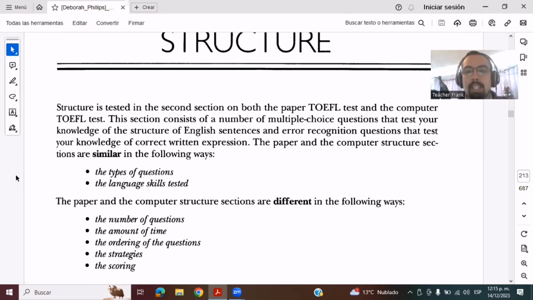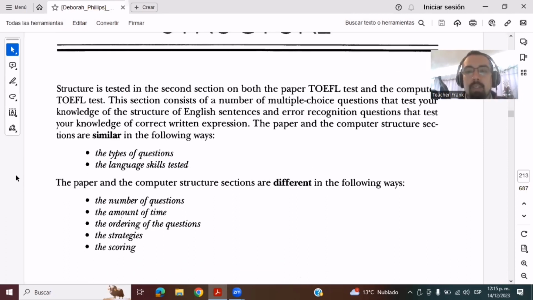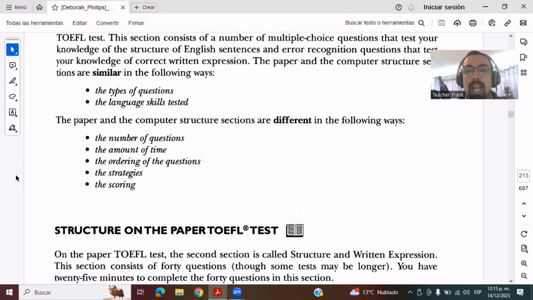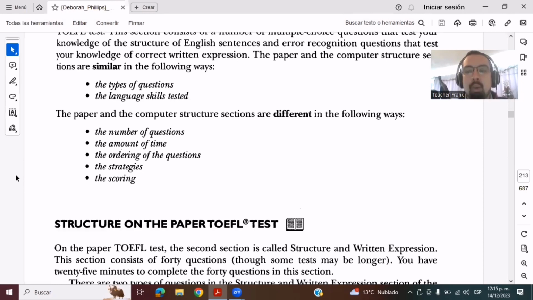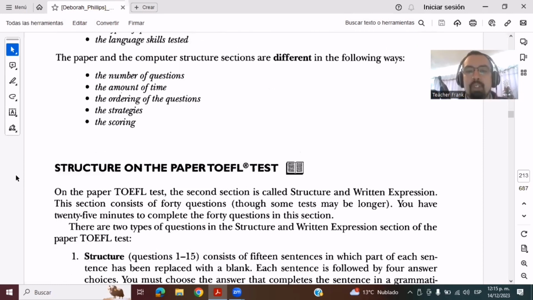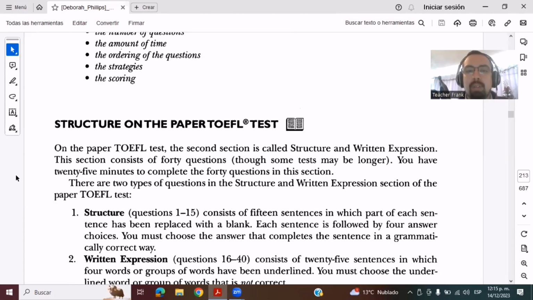So it says here there are two parts, right? Error recognition and written expression. Now, you're also working with multiple choice questions. So this means that you have four options in all of the questions, right? Four options, A, B, C, or D. Choose the correct option, right?